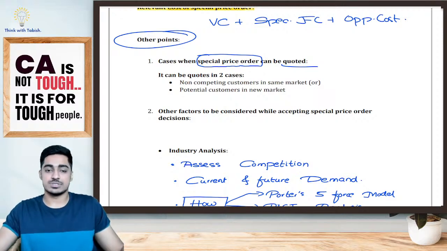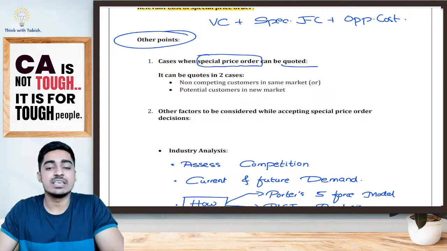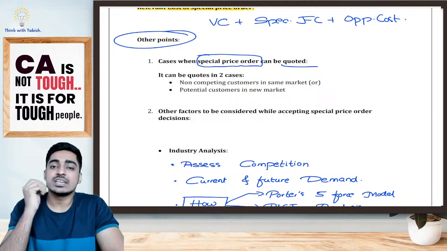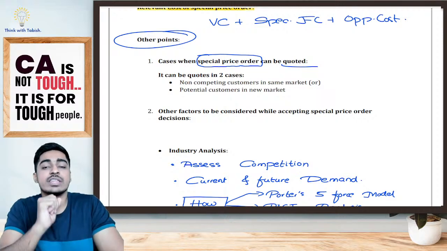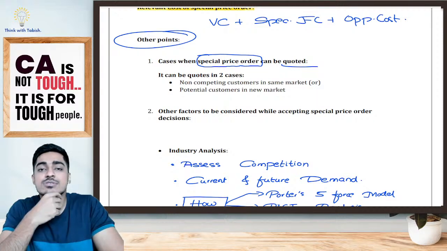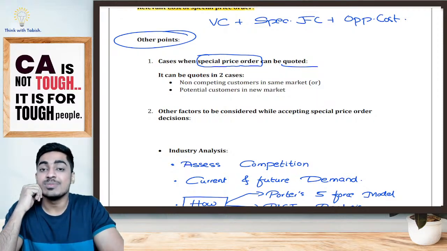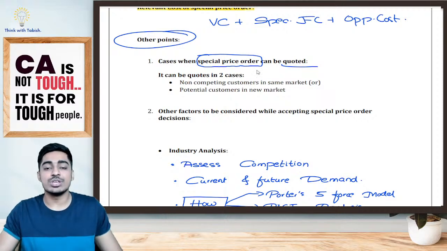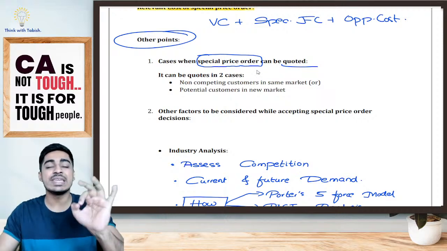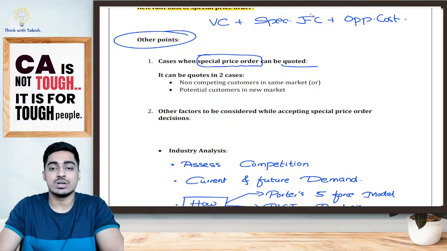Suppose in the same case for a hall, today one customer came, and I've quoted 50,000 rupees for a wedding. Tomorrow another customer came for a wedding, I'm telling 30,000. The day after tomorrow another customer came, I'm telling 10,000. Is it acceptable? No. All customers will come and start fighting. So when can we accept a special price order?